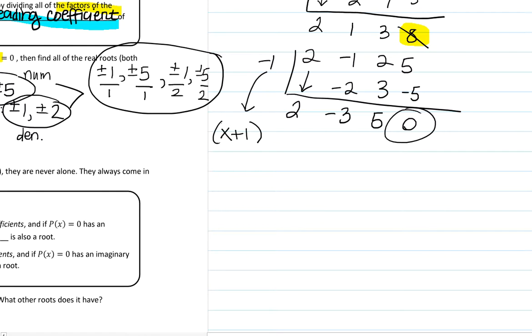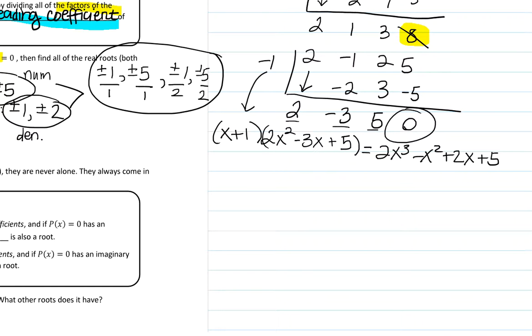Right? -1 would make this thing 0. And then for the rest of it, we're going to use this 2, -3, and 5. So that's 2x squared minus 3x plus 5. That is equal to that polynomial, the 2x cubed minus x squared plus 2x plus 5. That polynomial would factor into this. Synthetic division helps you factor things that you didn't have other factoring methods to solve.